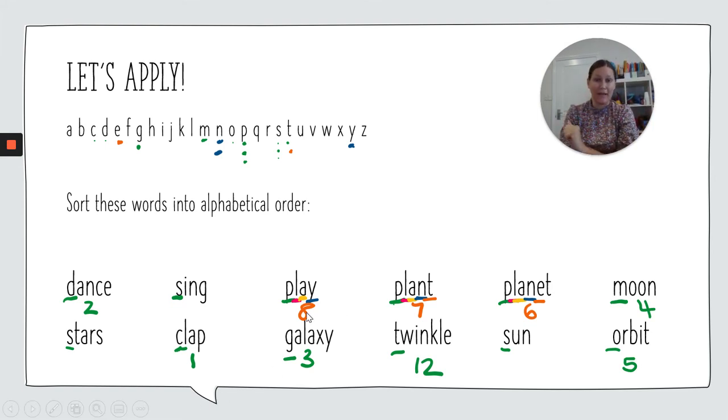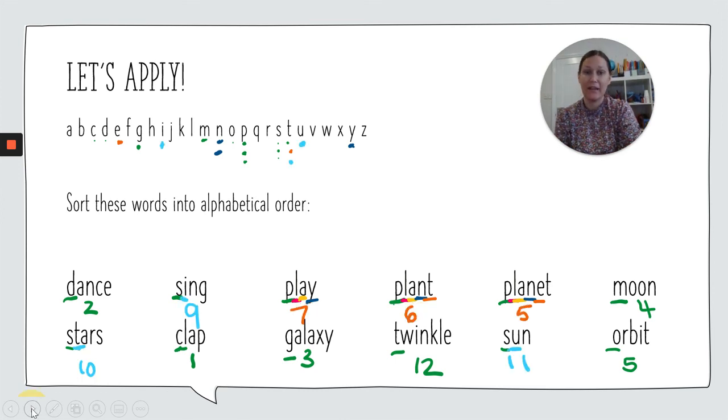It can be number 8, but which one out of plant or planet should be number 6? Which one should be number 7? I'm going to look at the next letter. So P-L-A-N-T, P-L-A-N-E. So I've put my dot under E and my dot under T. I can see that E comes first and T comes second. So that means then that planet will be first, number 6, and plant will be number 7.